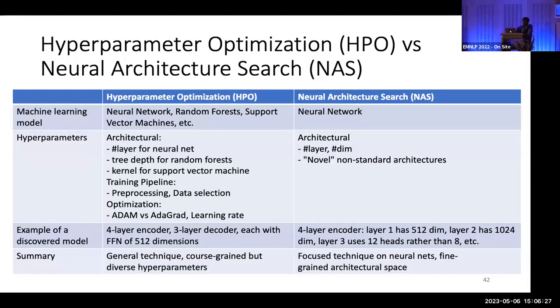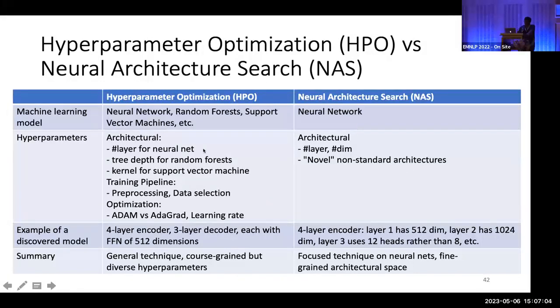Okay, so this table tries to categorize the difference between the two. Usually when you talk about HPO, hyperparameter optimization, it can mean any machine learning model. So some people do HPO on random forests, on support vector machines. It doesn't have to be a neural network, right? It can really mean anything. Anything that has a hyperparameter, you can do that. Whereas when you talk about neural architecture search, it's mainly focused on neural nets, and so it focuses on particularities of neural networks to do the search.